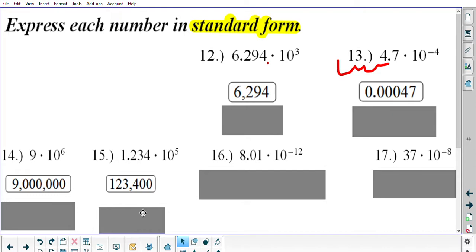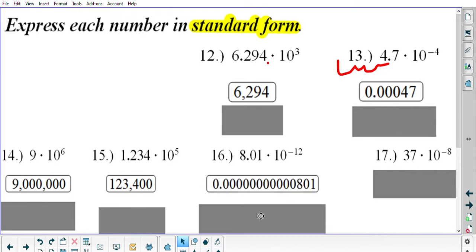Problem number 16. 8.01 times 10 to the negative 12th. You need to move the decimal point 12 places to the left. The first space of the 12 spaces will go past the digit of the 8, which means there is 11 more spaces you have to move to the left, which makes 11 zeros. You need to count your zeros right now. Do you have 11 zeros between the decimal point and the digit of 8? 11 zeros between there, and then the 801. That is what this becomes in standard form.